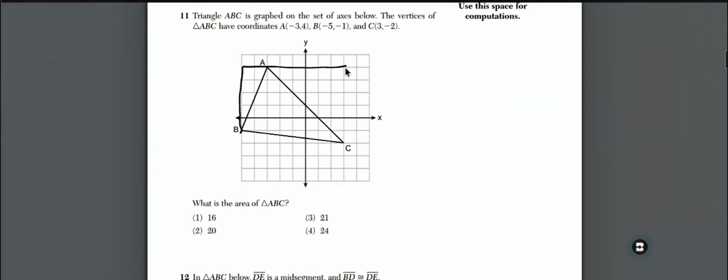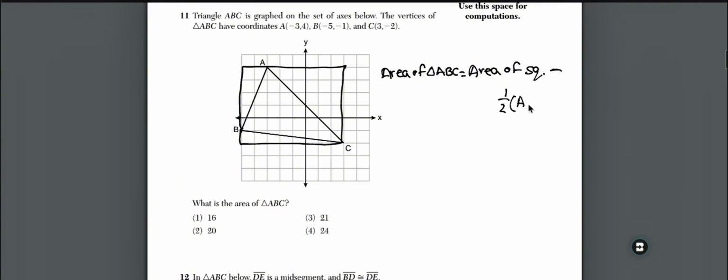So when I inscribe it into the square, what I'm going to do is find the area of triangle ABC. I'm going to take the area of the square minus 1/2 the area of the other triangles, triangle 1, triangle 2, and triangle 3.